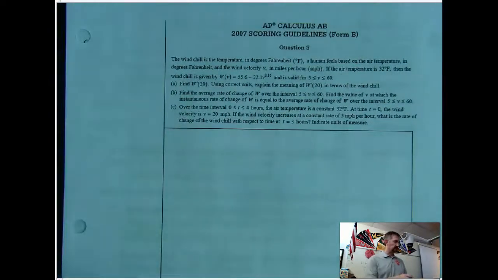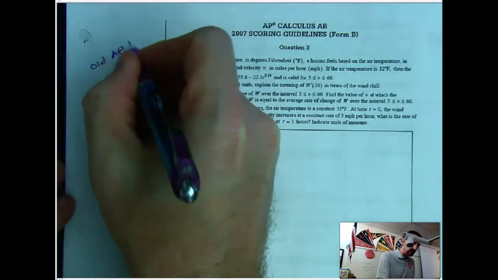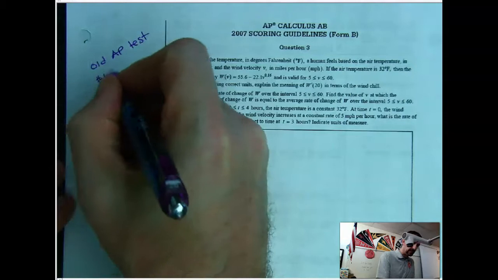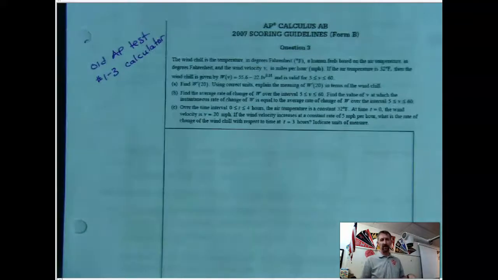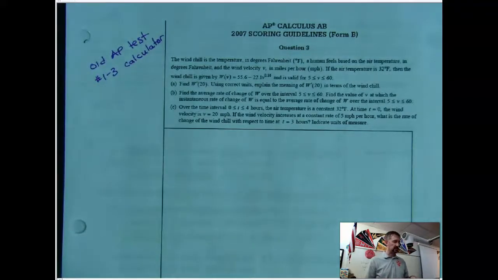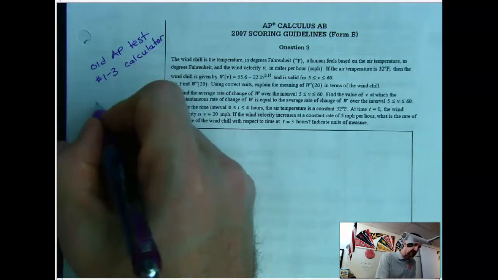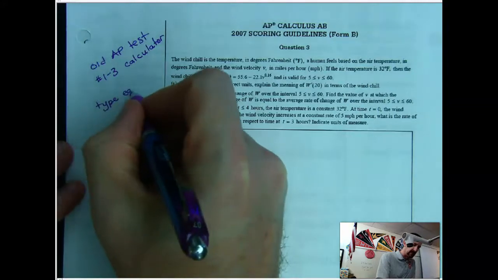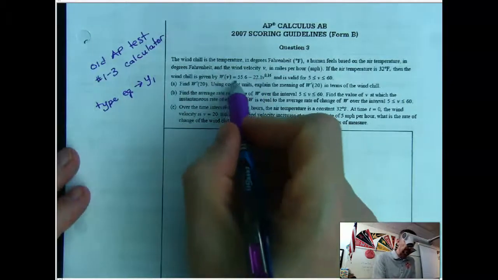Here we have an AP question. And this is number 3 from 2007. And in 2007, the old AP test, questions 1 through 3 were calculator. But you don't need the calculator. The calculator is not helpful on every part of a calculator question, necessarily. Okay, so on calculator questions, we want to type any equation we have into y1. So we would want to type this equation into y1.